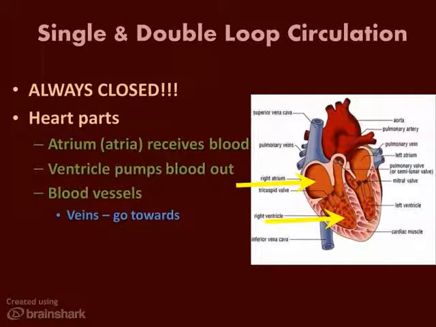There are three kinds. Veins go towards the heart. Veins are usually shown in blue because typically they carry unoxygenated blood, but not all the time. Veins go to the heart, either from the body or from the lungs. Arteries go away from the heart, and we see the main aorta or artery here. Arteries are always shown in red. So arteries away, veins to.